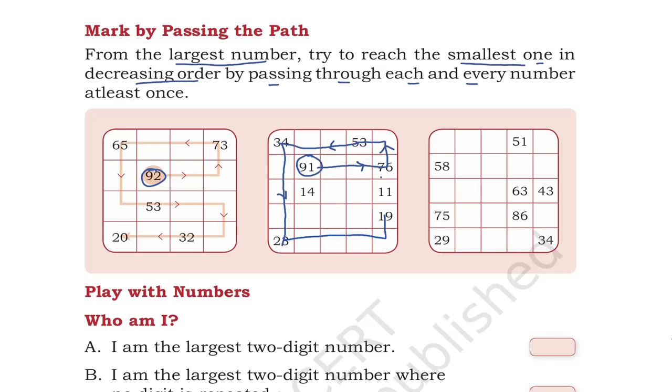Now, what are we going to do? Are we going to go to 11? Were you thinking that? No, we have the number 14 in between. We need to go to 14 first. So we'll take the left route. We'll go here. We'll go to 14 first. And from 14, we will go to 11.